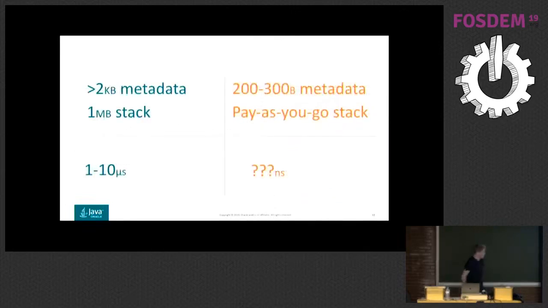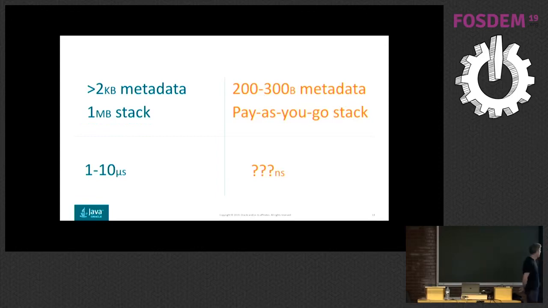Okay, so we want to have many fibers. That's the purpose. So how are we doing in comparison to threads? There are two things to consider, memory footprint and task switching performance. Ordinary Java threads have about 2 kilobytes of metadata, and most of the time, by default, they have 1 megabyte of stack. In contrast, fibers have currently only 200 to 300 bytes of metadata, and the stack grows and shrinks. It can be a few bytes, a few kilobytes, a few megabytes.